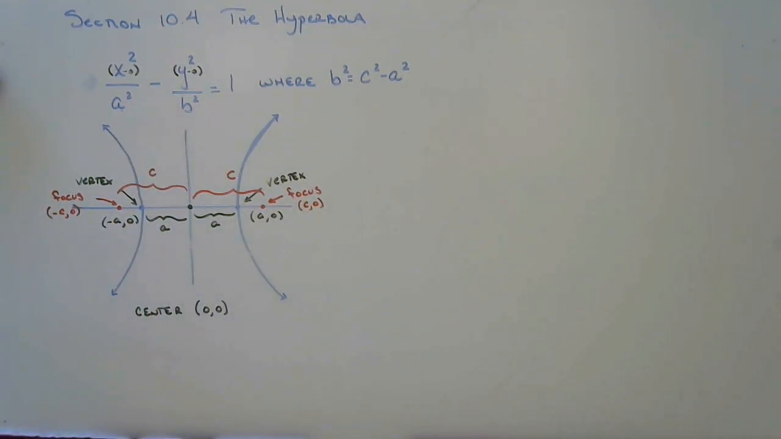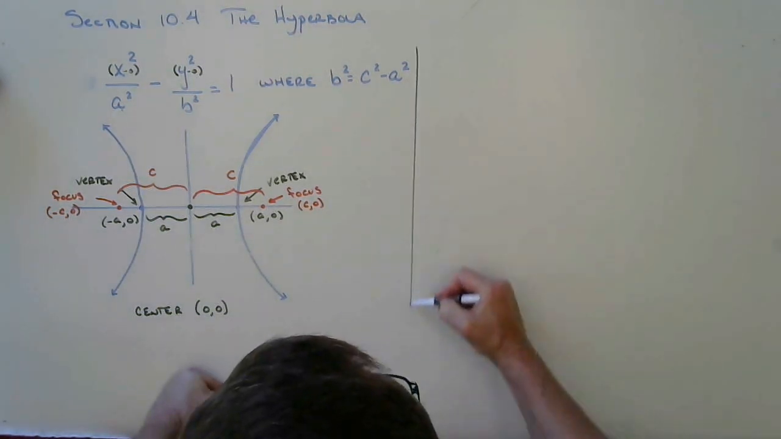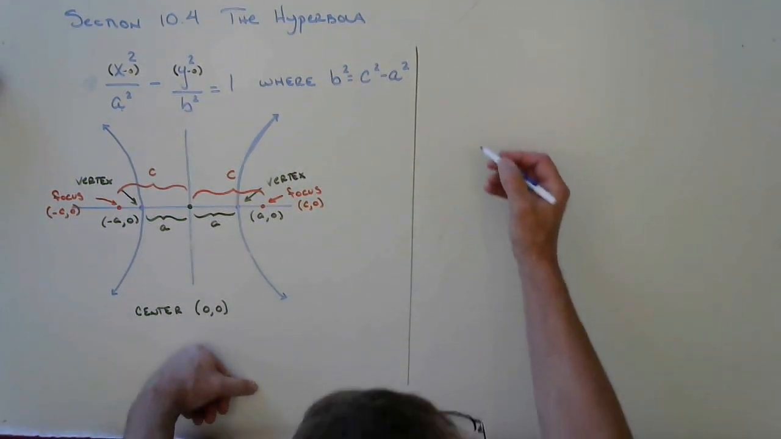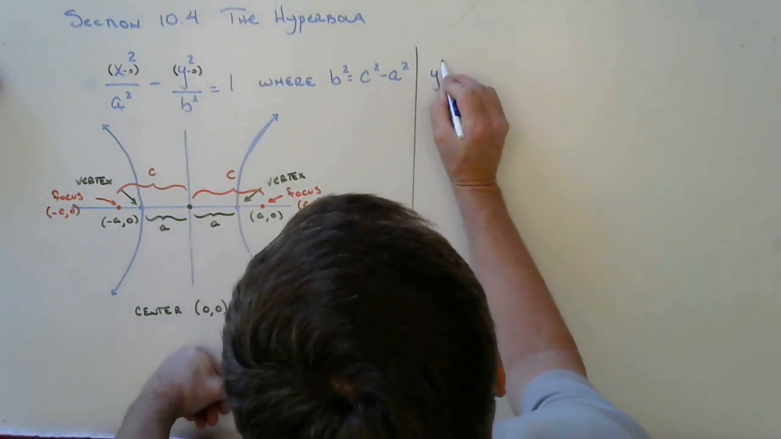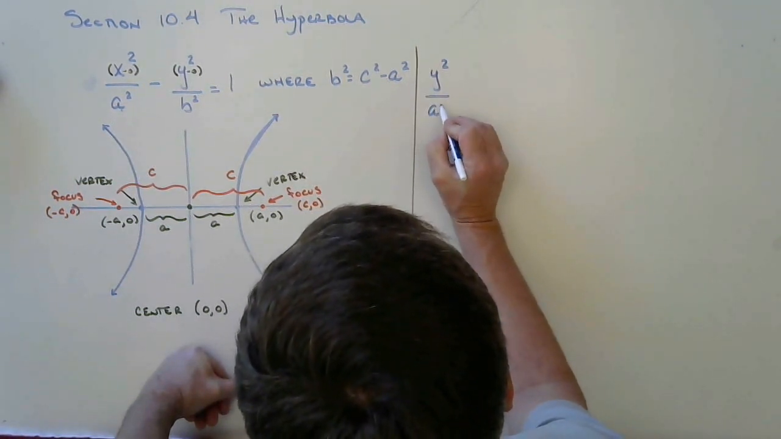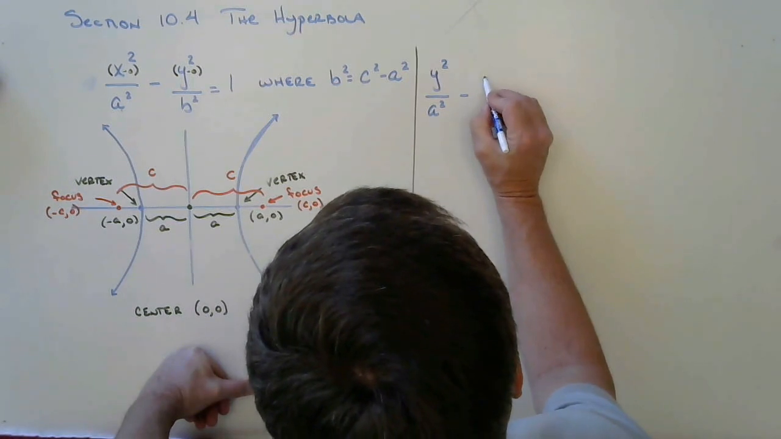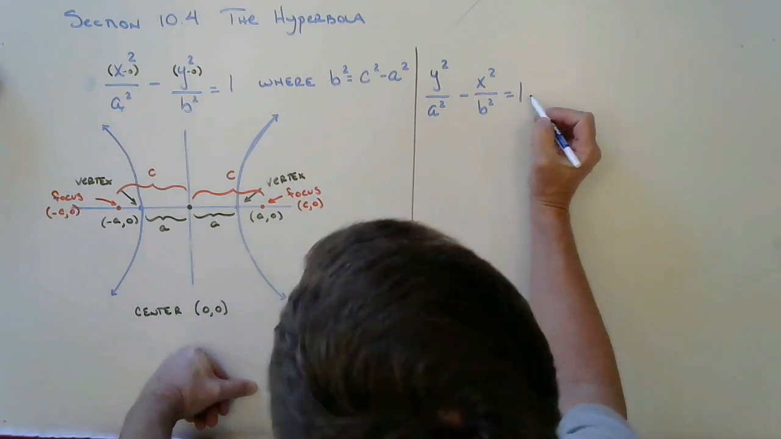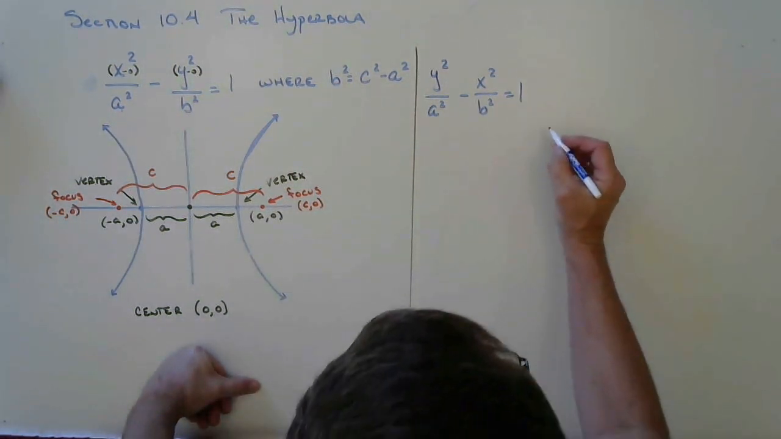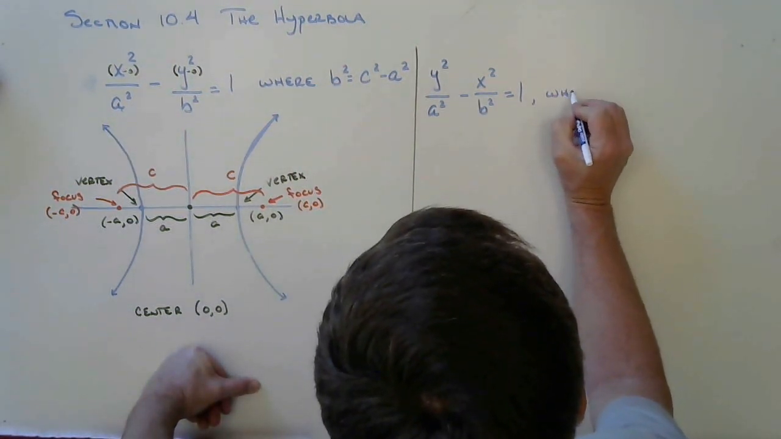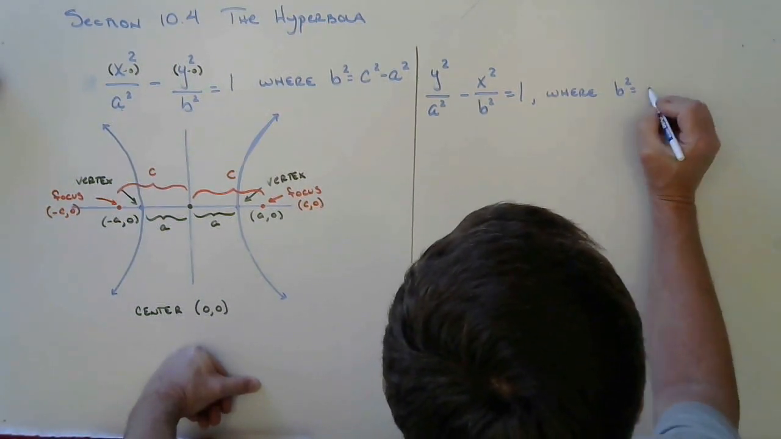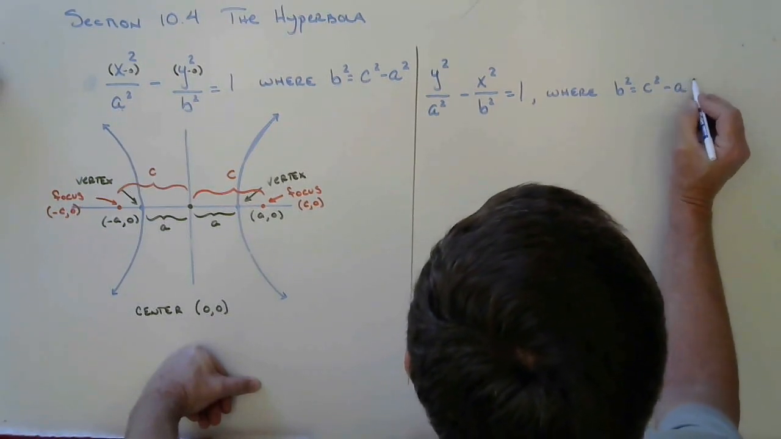Now, there's also the other case, right? What's the other case? Well, the other case is where instead of the x squared term being positive, we have the y squared term being positive. So we would have y squared over a squared minus x squared over b squared equals 1, where b squared equals c squared minus a squared.